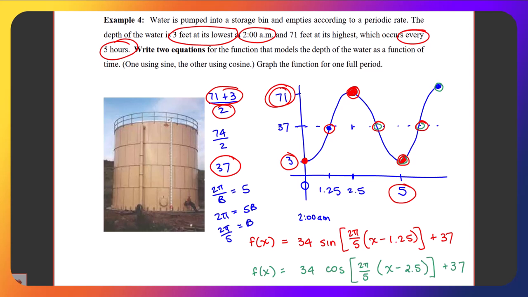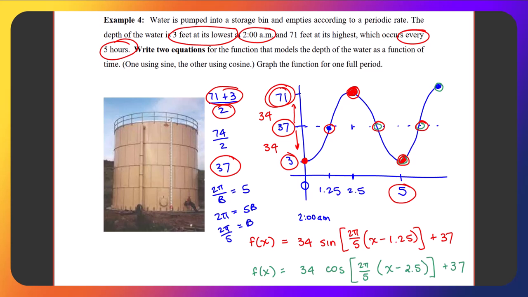Now, be very, very careful. Students tend to confuse the midline with the amplitude. There's the midline. But to go from 37 up to 71 and down to 3, it's not 37, is it? It's 34. That's the amplitude. Don't confuse the midline with the amplitude.